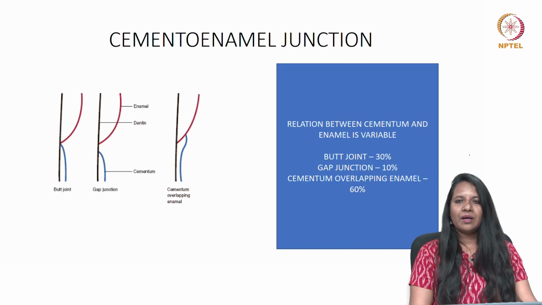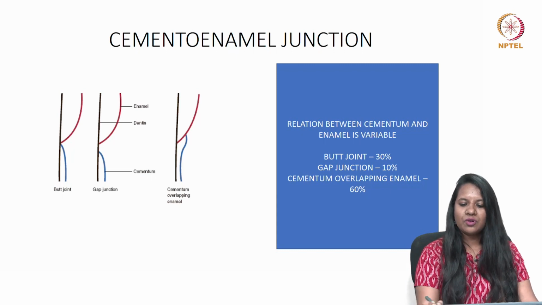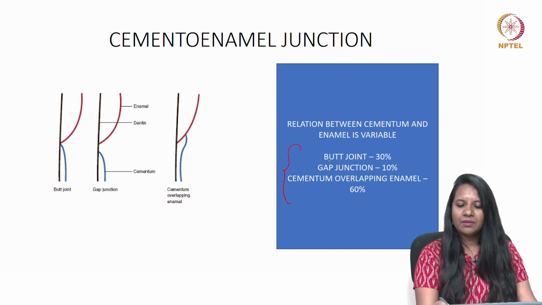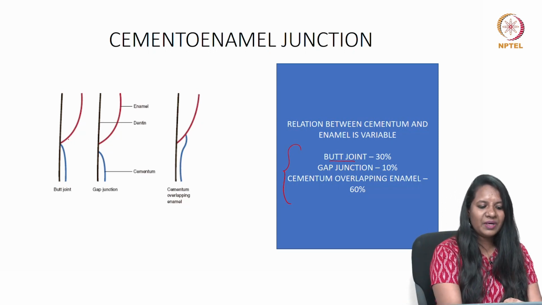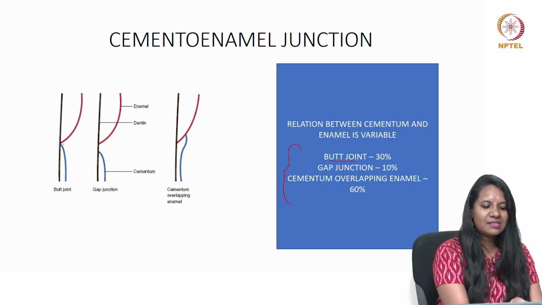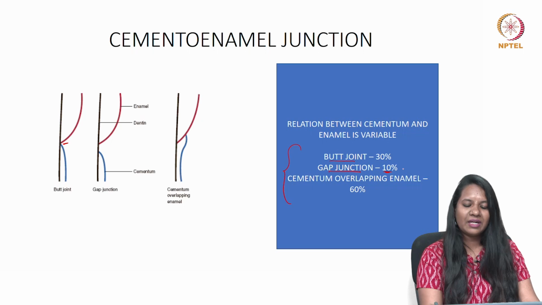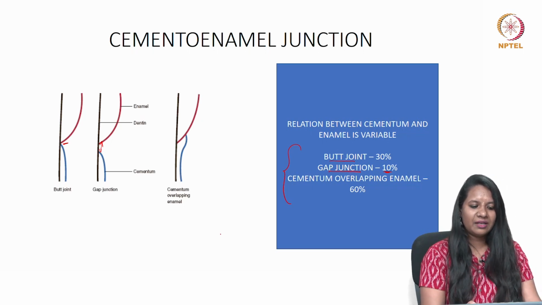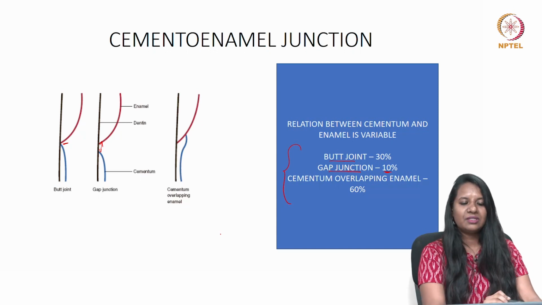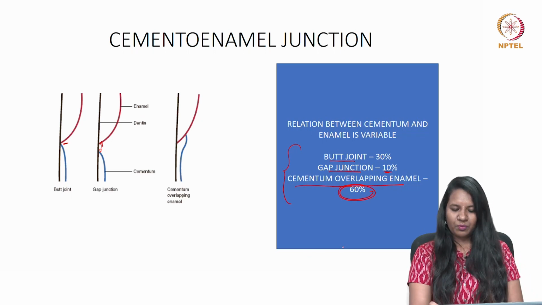Moving to the cemento-enamel junction, that is the junction between cementum and enamel. This is of three types. The one being butt joint, which is 30%, that is the cementum and enamel will meet at the same point. Okay, and there is something called gap junction, which is only 10%, that is there is no relation between the cementum and dentin, and hence there is no cemento-enamel junction in such cases. The most common is the cementum overlapping enamel, which is seen in 60% of the population.